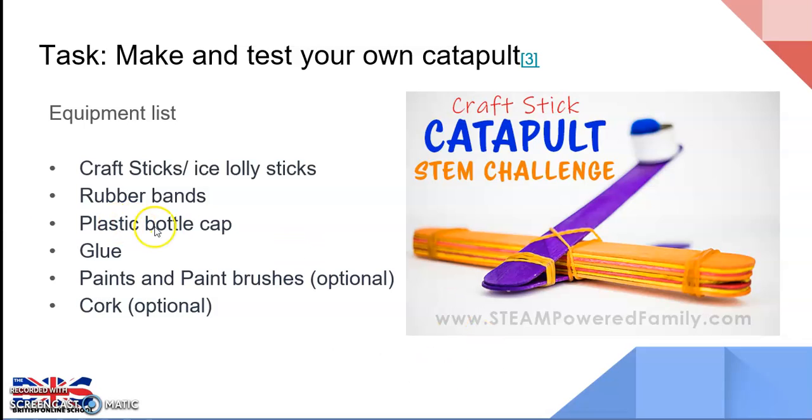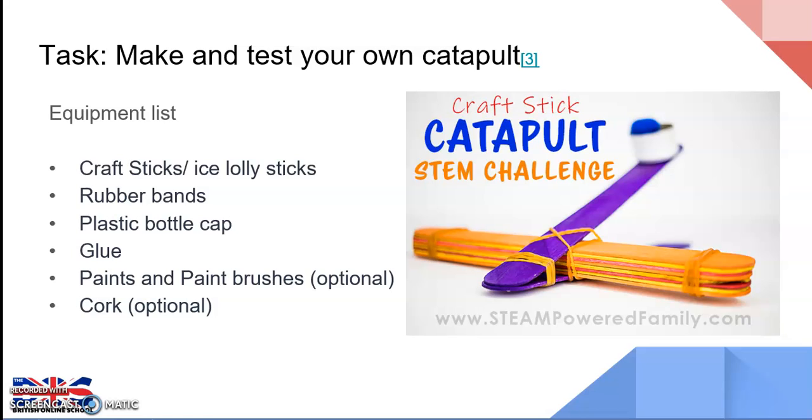Plastic bottle cap can be any type of plastic bottle cap, from a juice bottle, a soda bottle, a milk or water bottle, anything like that, just to provide the area for launching. Now hopefully we should all still have glue in our home science kit, but you can substitute that for tack or tape as best you can if necessary.